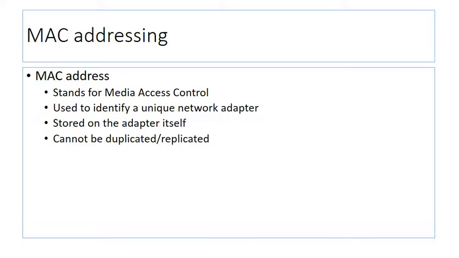MAC addressing, MAC stands for Media Access Control, and it is used to identify a unique network adapter. The MAC address itself is stored on the adapter. Sometimes in the past it's been physically written onto the adapter, and with a MAC address it cannot be duplicated or replicated. Once you are assigned the MAC address, that MAC address is with that device. So for example, the network card, or the Bluetooth dongle that you use with your PC or games console, has a MAC address and it is a fixed number.